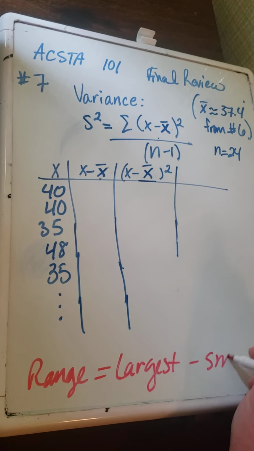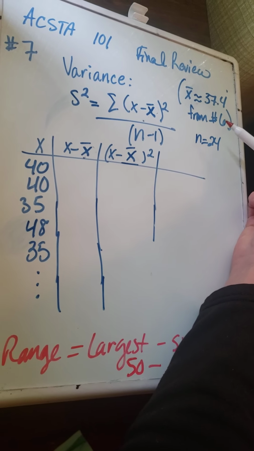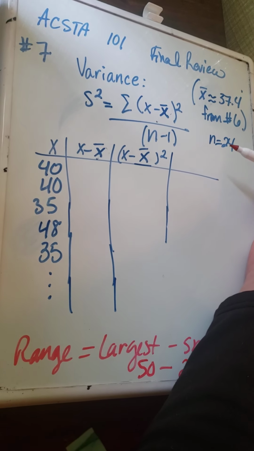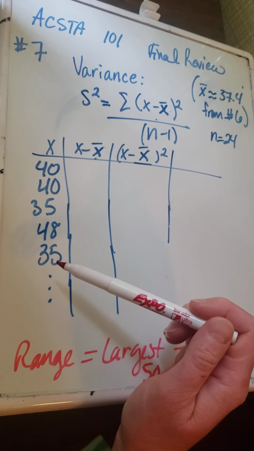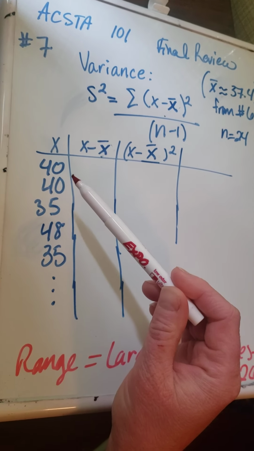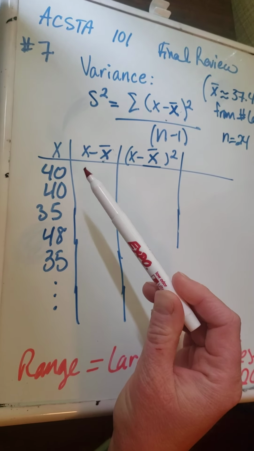For the variance, you would need the mean, which you would have calculated from number 6. I can actually show you how to do all of this in the calculator for the mean, the variance, and the standard deviation. The data set I have started here is the number of hours that nurses worked during the week, and I started listing the data. This is how you would do it using the table and the formula form.